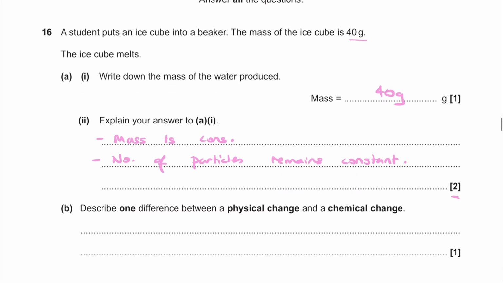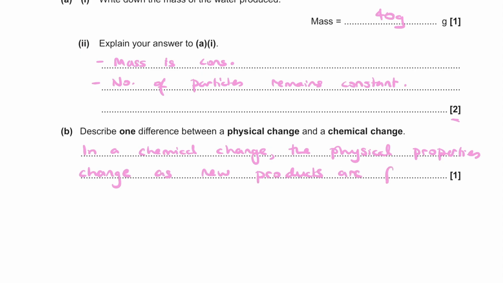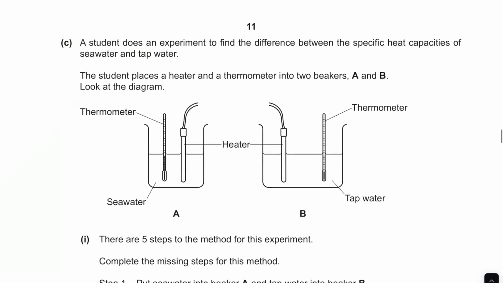Part B, describe one difference between physical and chemical change. There are loads of differences, but I would say that, for instance, in a chemical change, the physical properties of the products change as new chemical bonds are formed. So you would end up forming new compounds, new substances. You could also say that physical changes are reversible, mostly, and chemical changes aren't. Check out the mark scheme for all the other options. Okay, let's move on to part C.